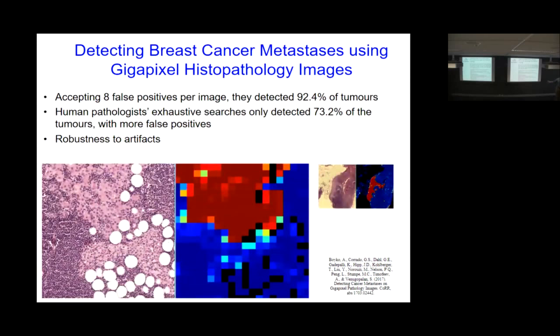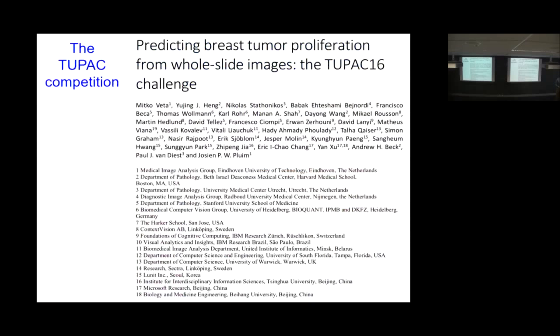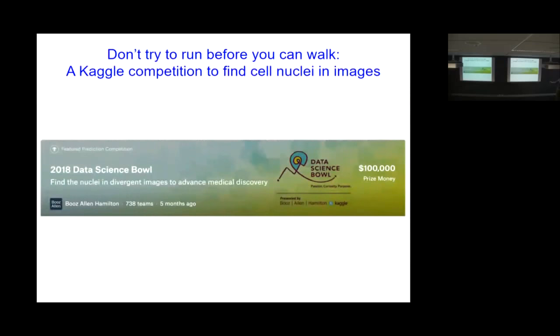There's a very interesting competition that, once again, we're lurking on and quietly ourselves using the data to try and optimize methods, called the TUPAC challenge, where a large pathology group has put up a large number of breast cancer images as training sets, trying to identify tumors in those images. Once again, the Kaggle competition has come to the rescue here.